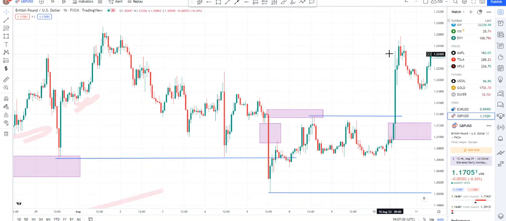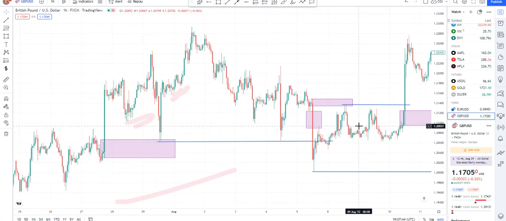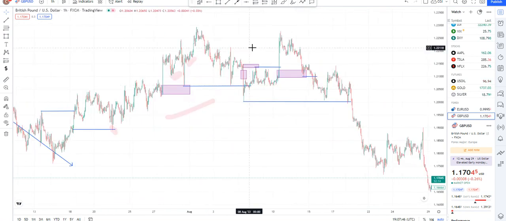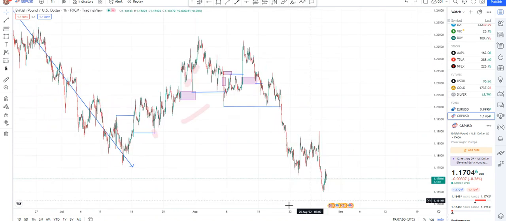But then we have this explosion up here. I think this was CPI news. It just went up, made a sharp correction to the upside. And then we later continued the bearish move. And now this is where we are right now.